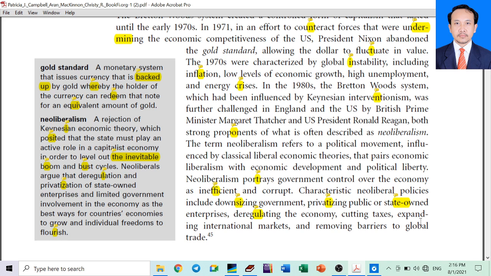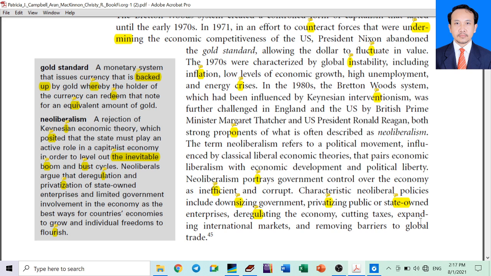Yes, it's called neoliberalism. According to this point, the second question: what are the characteristic neoliberal policies? Do you find the answer? The answer is: downsizing government, privatizing public or state-owned enterprises, deregulating the economy, cutting taxes, expanding international markets, and removing barriers to global trade. That's all, only two questions to ask you in the revision of the old points.